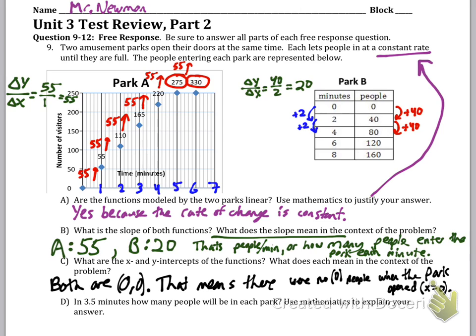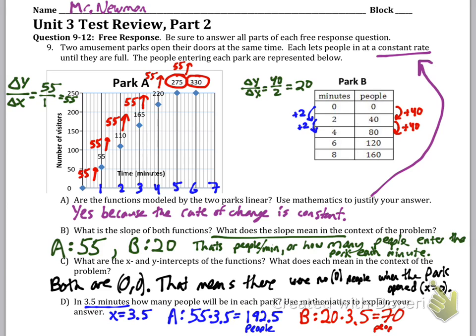In 3.5 minutes, how many people will be in each park? Well, the minutes, that's x, so x equals 3.5. I'm going to just multiply it by the slope. So for A, it's 55 times 3.5, and that's 192.5 people. I can do that because I know the y-intercept is 0, so I don't add anything after multiplying. Likewise with B, 20 times 3.5 is 70, so we know that there are 70 people after 3.5 minutes.